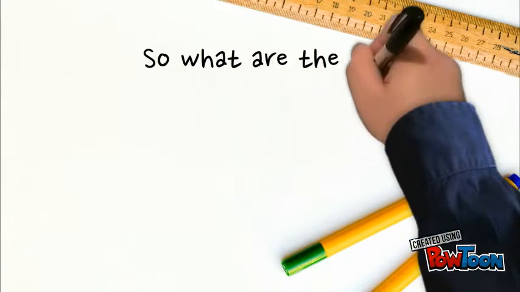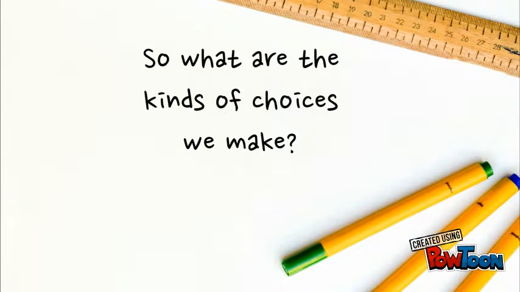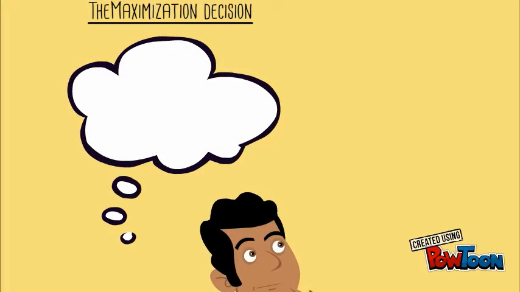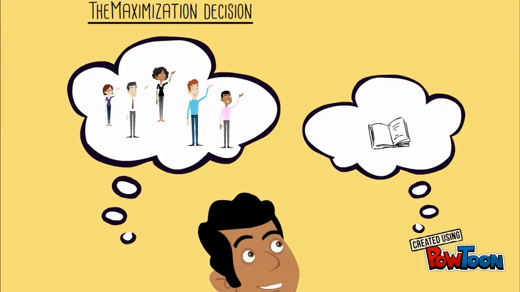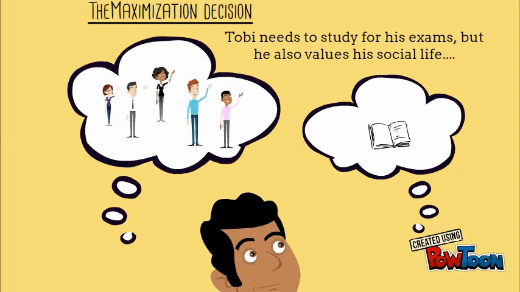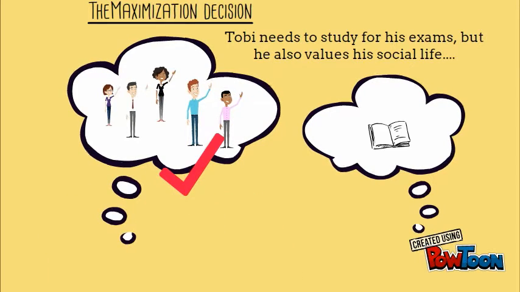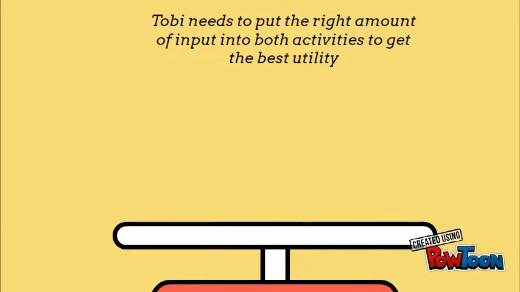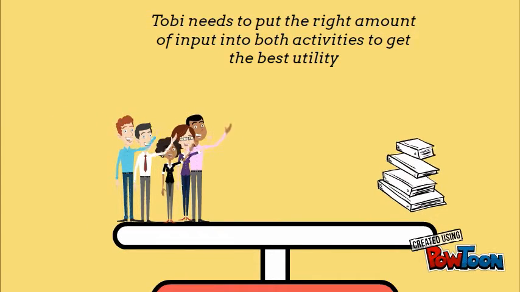So, what are the kinds of choices we make? And how do we make those choices? As you can see here, Toby needs to study for his exams, but he also values his social life. Toby then needs to put the right amount of input into both activities to get the best utility.